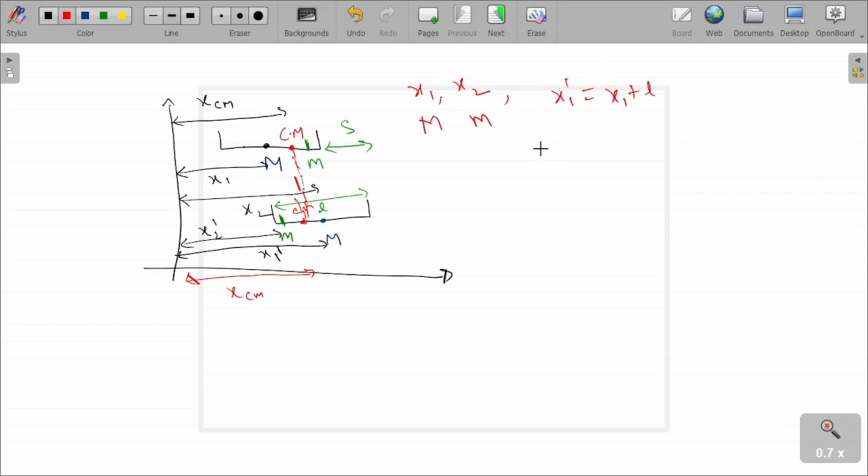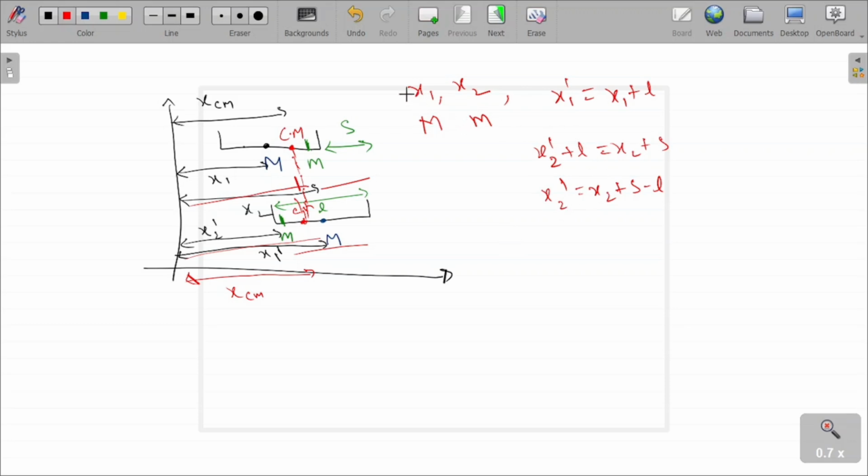Right. Now what about x2 dash? This is x2 dash, right? X2 dash plus the total length of the boat is equal to x2 plus s. This plus this will be equal to this total. Okay, that's what it is. So from this, x2 dash equals x2 plus s minus L.